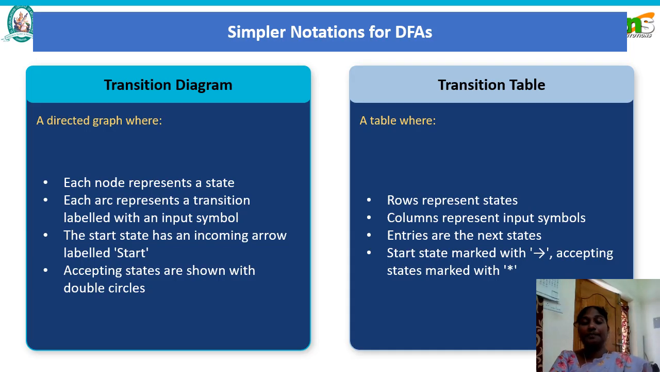A transition table is a table in which rows represent states and columns represent input symbols. The entries are the next states. The start state is marked with a right arrow, and the accepting states are marked with an asterisk.